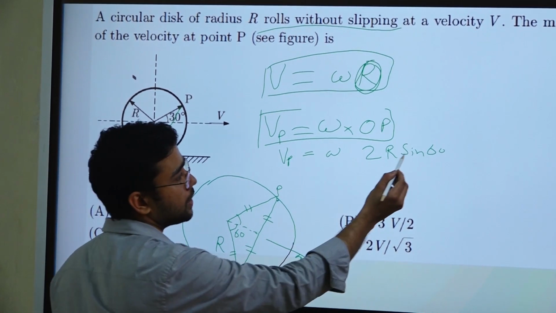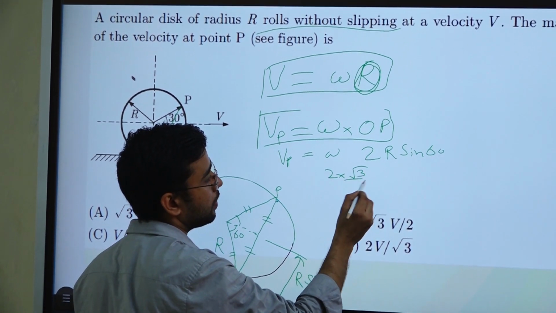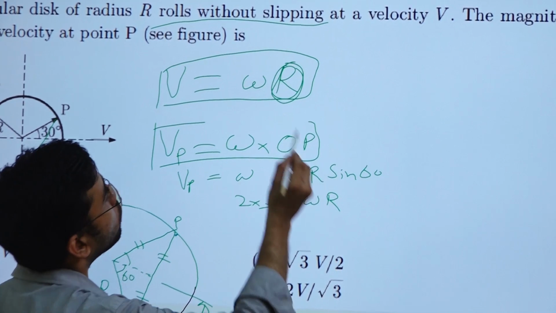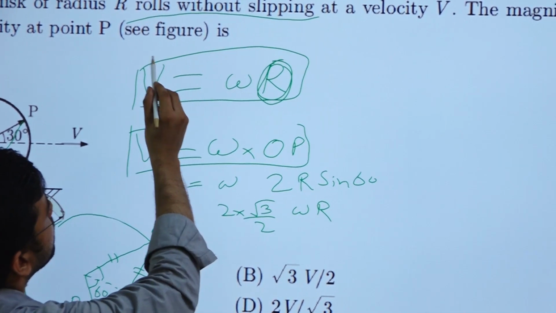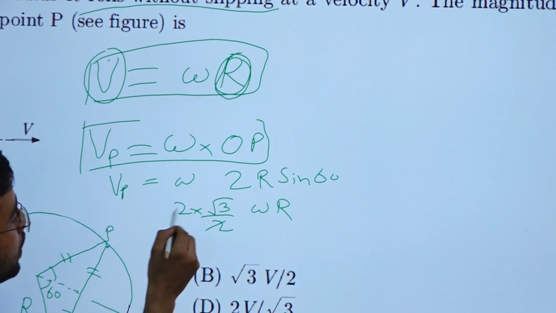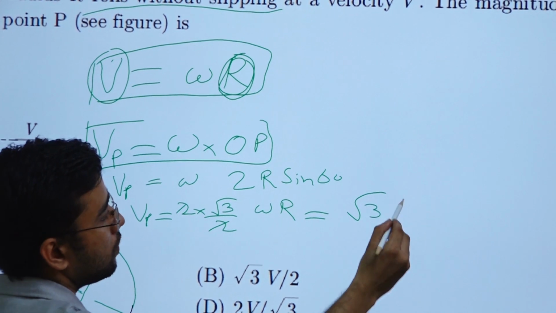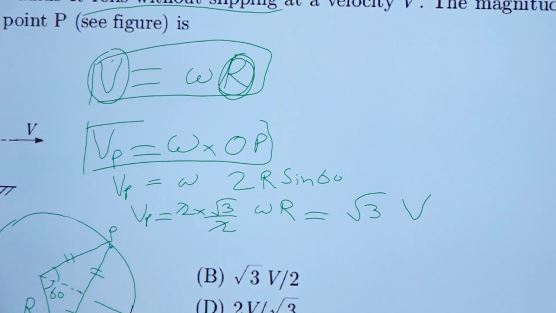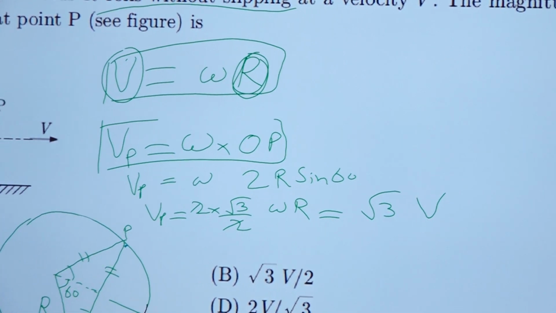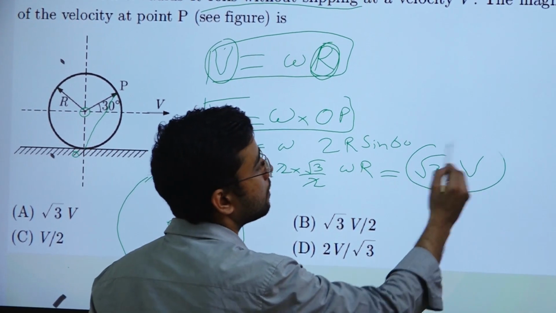So we will just put sin 60 is equal to root 3 by 2, 2 into root 3 by 2 into omega into r. From here you can find out omega into r is equal to v, velocity of point center, right? 2 will cut down. So Vp will be finally equal to root 3 v, right? This v is velocity of center. So in the term of v we can find out velocity of p. So answer will be root 3 v.